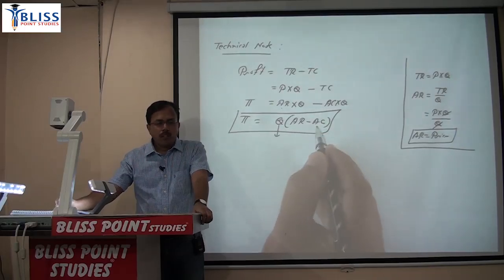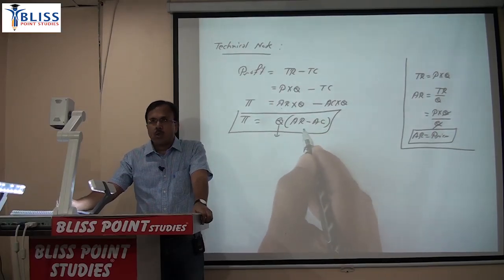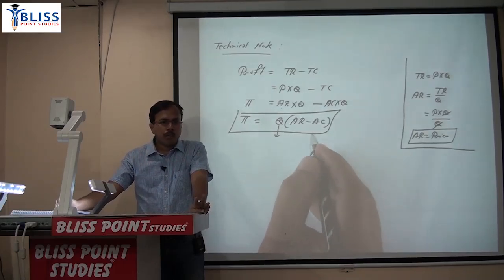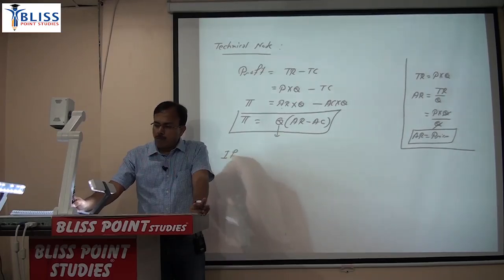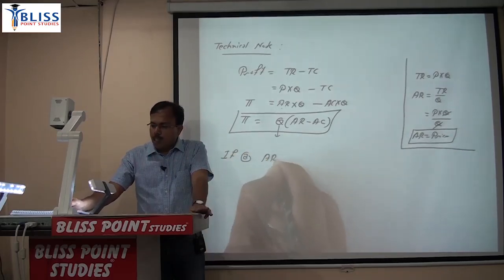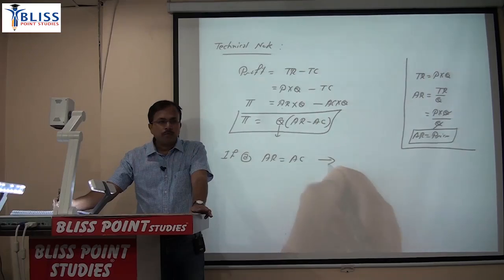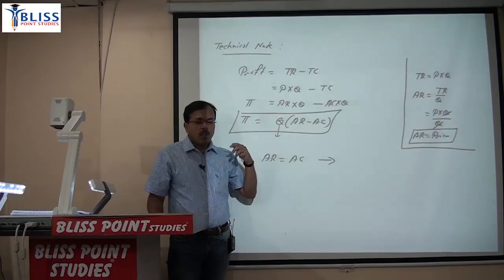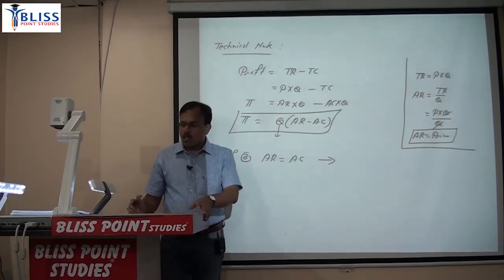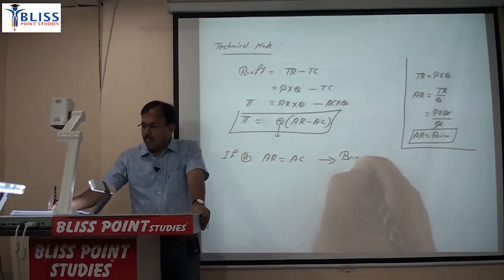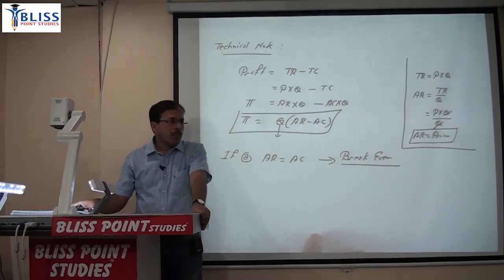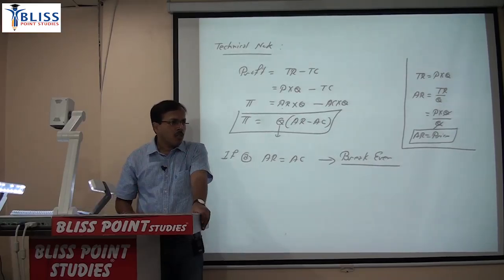AR minus AC, and the sign of this term could be positive, could be negative, or it could be 0. So all three possibilities exist. For example, if I say average revenue is exactly equal to average cost, then how much is profit? This term becomes 0. No profit, neither profit nor loss. No profit, no loss is referred to as break even point. Neither there is profit nor there is loss. It is a no profit, no loss condition.